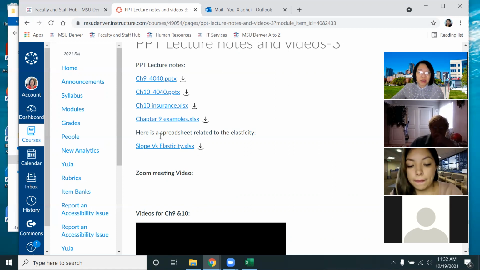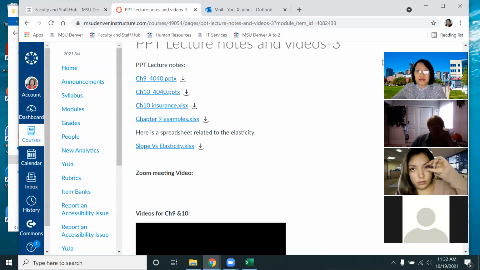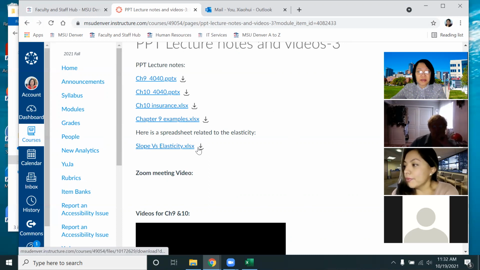I want to review this part because students feel it is difficult to do the elasticity questions on the midterm. And chapter 9 also mentions something about elasticity. So that's why I want to review it with you guys: the chapter 9 examples and the slope versus elasticity.